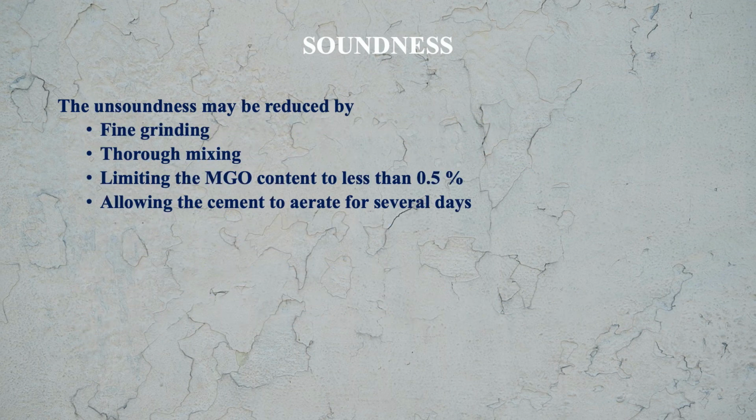Thus, unsoundness may be reduced by fine grinding of cement, thorough mixing, limiting the magnesium oxide content to less than 0.5%, and allowing the cement to aerate for several days. Aeration of that we can do.